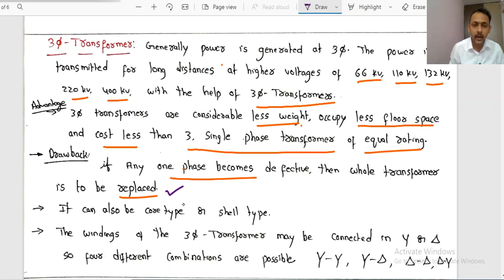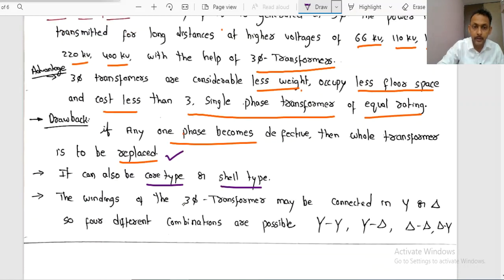And of course, the transformer can be either, as discussed earlier, core type or shell type. And one more very important point: once we have opted for the three-phase transformer, its primary and secondary connections can be either star connected or delta connected. How do you understand that? Based upon the star and delta connections, different combinations are possible.